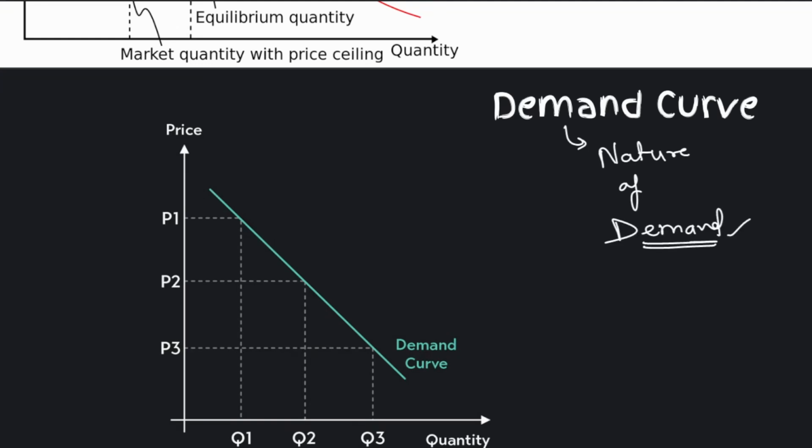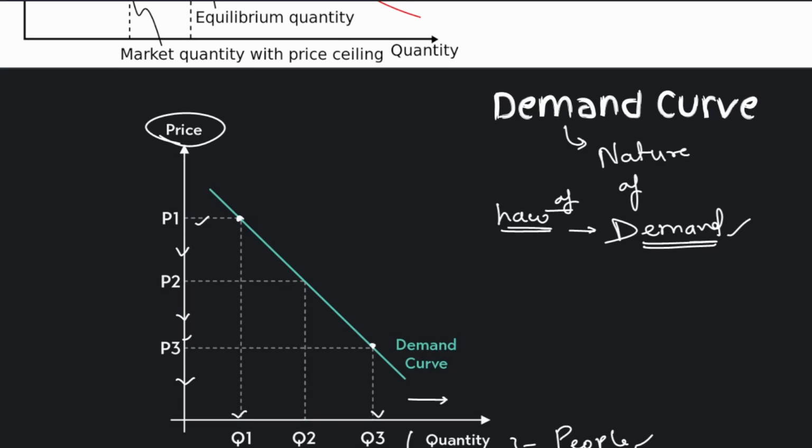So what does the nature of demand, or the law of demand, say? The law of demand says that when a curve is drawn between the price and the quantity demanded by people, as the price decreases, the quantity demanded will increase. Here we see the price is reduced from P1 to P3 and the quantity demanded has increased from Q1 to Q3. So what do we see? That it is a downward-going curve, that when the price decreases, the quantity increases.